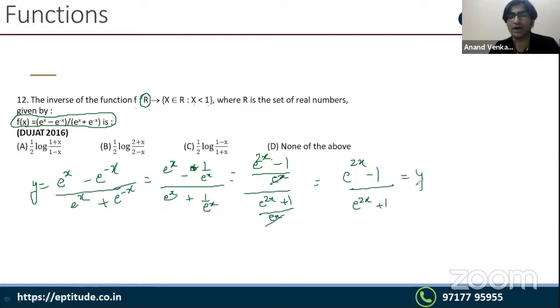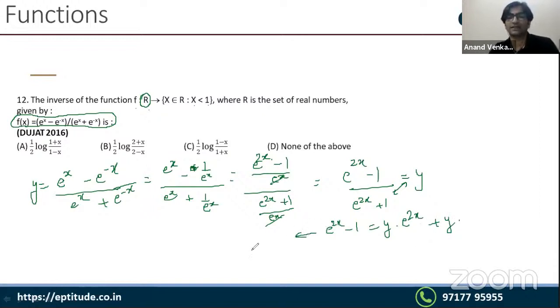And if this is equal to y, then cross multiply. तो यहाँ क्या मिलेगा मुझे? e power 2x minus 1 will be equal to y into e power 2x plus y. तो यूजुअली ऐसे क्वेश्चंस में हमें x के टर्म्स को अलग करना चाहिए, राइट?